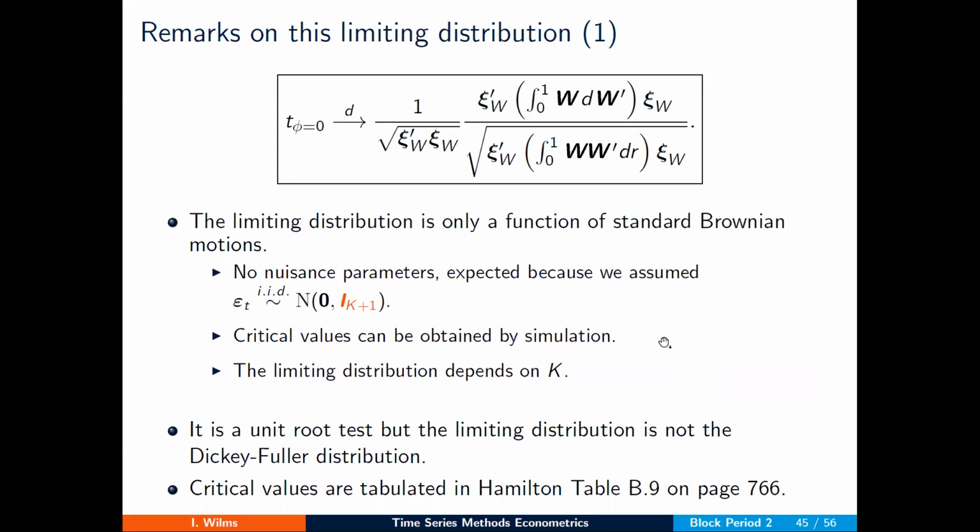We can again obtain the critical values from simulation, where this time, of course, our limiting distributions depend on a k+1 dimensional Brownian motion. So the limiting distribution will depend on what k is, the number of predictors we include in our original regression. These critical values are also tabulated in Hamilton. And we have a unit root test over here, but it is not the classical Dickey-Fuller distribution that we get as a limiting distribution.